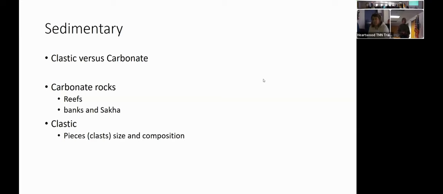Okay, sedimentary, clastic versus carbonate. I thought I'd put this in because we live in Texas, and a lot of Texas has carbonate rocks at the surface. Carbonate rocks are rocks that are made out of calcium carbonate. Sometimes there's magnesium in it too. That's called dolomite, the mineral that's magnesium calcium carbonate. There's actually a bunch of different ones. Those are the two most common.